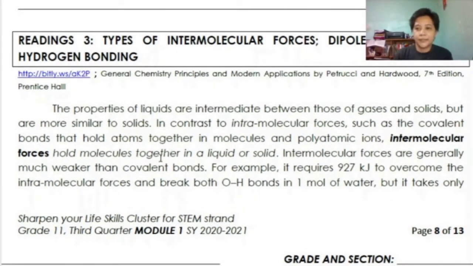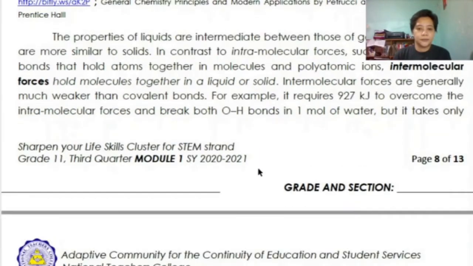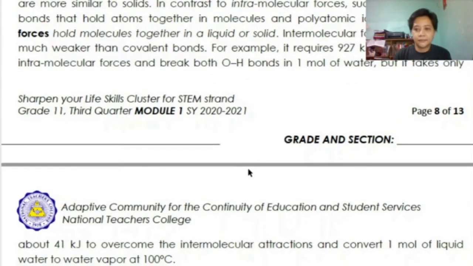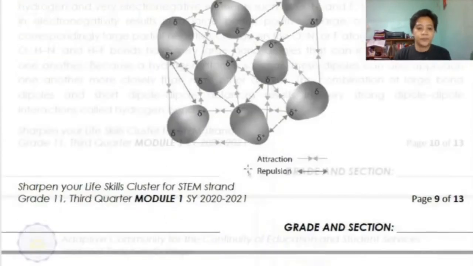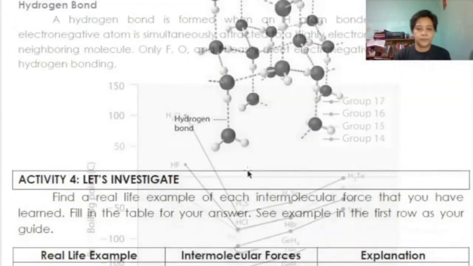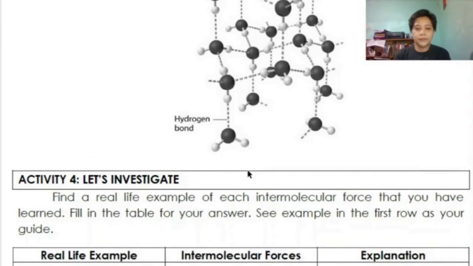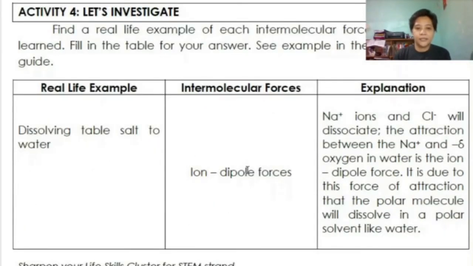For readings 3, it tackled about types of intermolecular forces. But since you have a limited time, so I choose the dipole and hydrogen bonding. So read and understand these topics for you to be able to answer activity 4. For activity 4, let's investigate. Find a real-life example of each intermolecular force that you have read or learned. Fill in the table for your answer. See example in the first row as your guide.